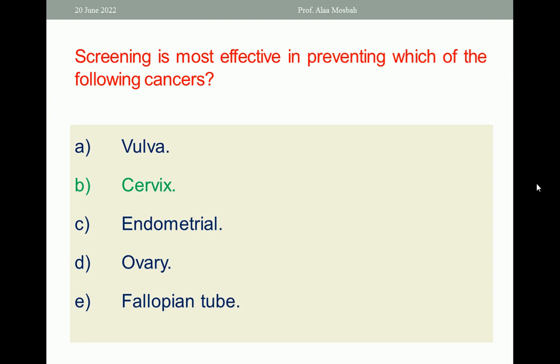I mean, in cervical carcinoma we have a screening program already done in different parts all over the world, and this is very valuable to decrease the incidence of invasive cervical carcinoma. Okay?